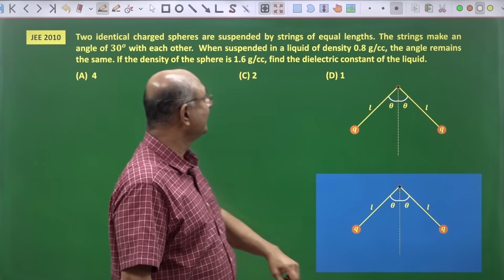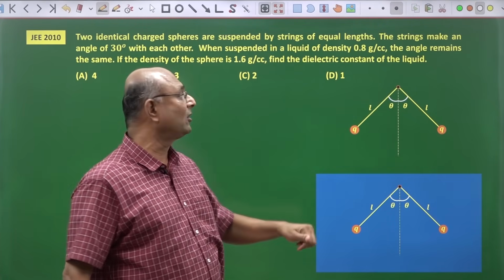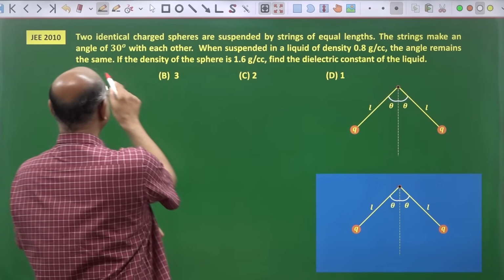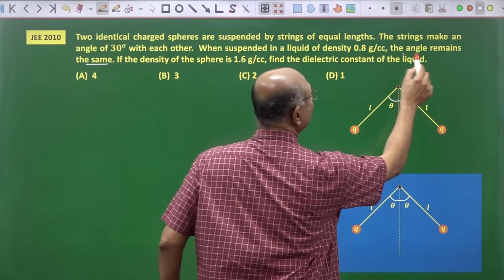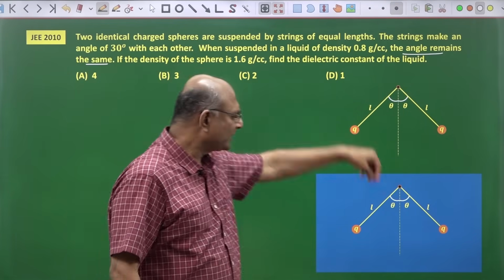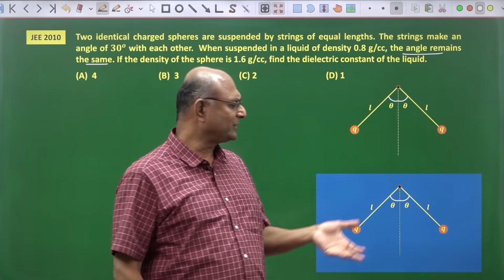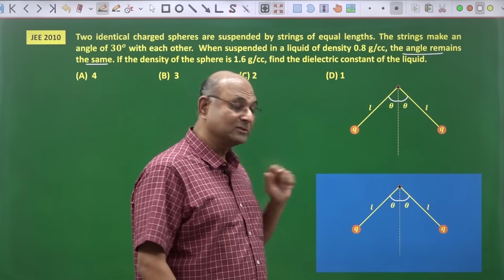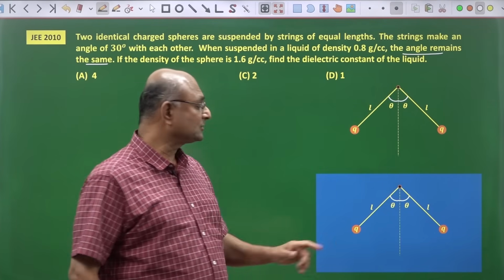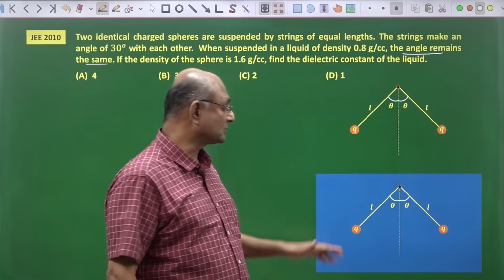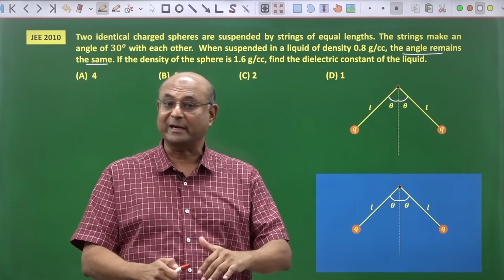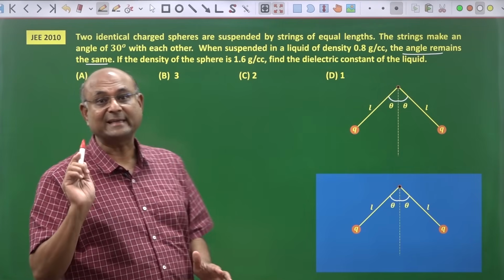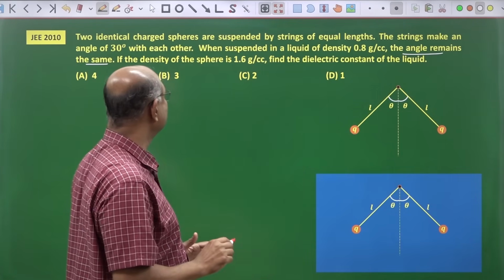Now you take the same thing and suspend it in a liquid of density 0.8 grams per cc. What happens? The angle remains the same. But wait a minute. Once you put it in the liquid, won't there be a buoyant force? Shouldn't the angle change? There will be a buoyant force, but the liquid is also a dielectric medium and so the electrostatic force, the Coulomb force, will also become smaller. So both of these together, the effect is that the angle remains the same. Okay, that is the information given.